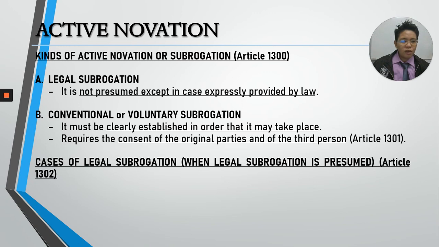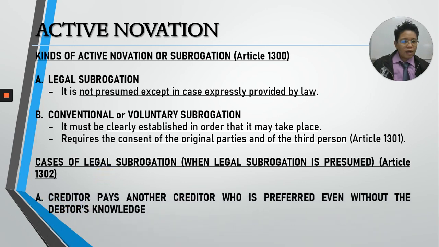So, legal subrogation ito mga to because they are expressly provided by law. Number 1, creditor pays another creditor who is preferred. So, a regular or ordinary creditor will pay a preferred creditor even without the knowledge of the debtor.